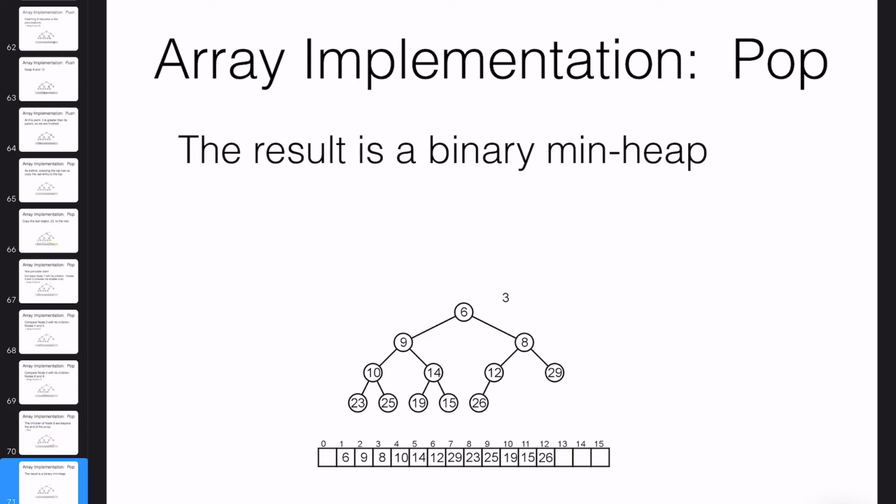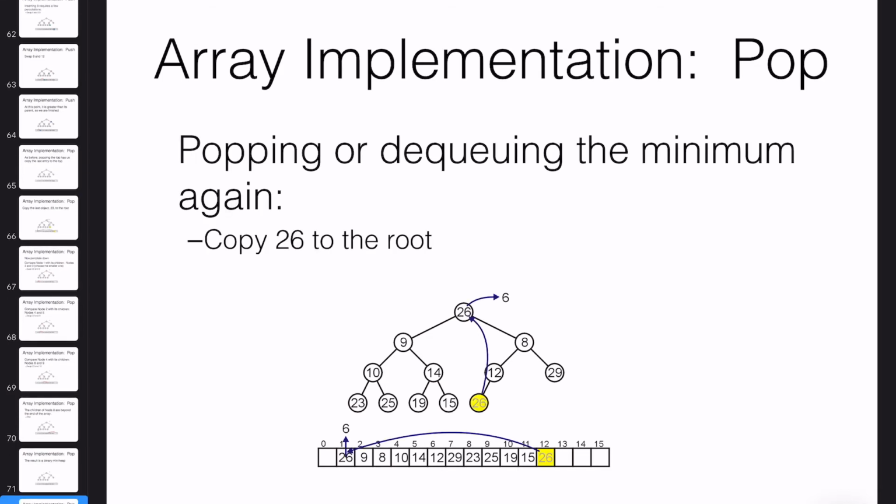Let's apply another pop to make sure that you get the idea. If I call pop again, what would happen? I would take 6 and copy it somewhere, because I need to return 6. Then I will copy the last leaf node of the tree. Where is the last leaf node? Remember, the value of count was 12, so I look at index 12 and copy it to the root position, which is at index 1, right? Copy it here, and then I need to percolate down.